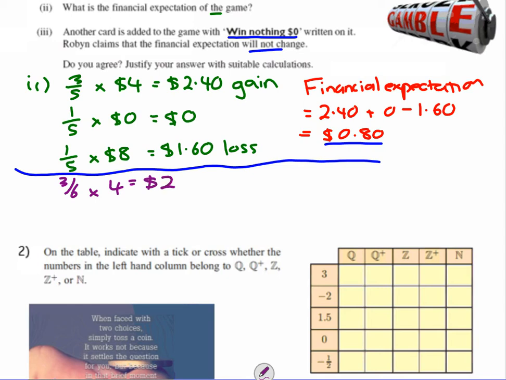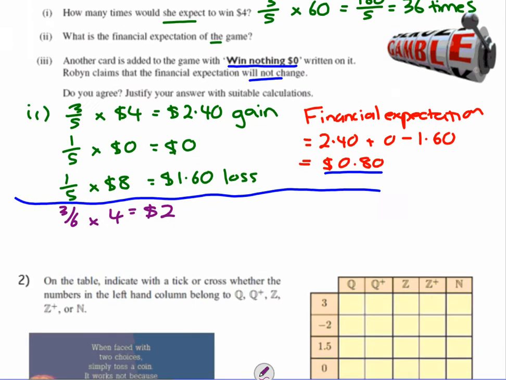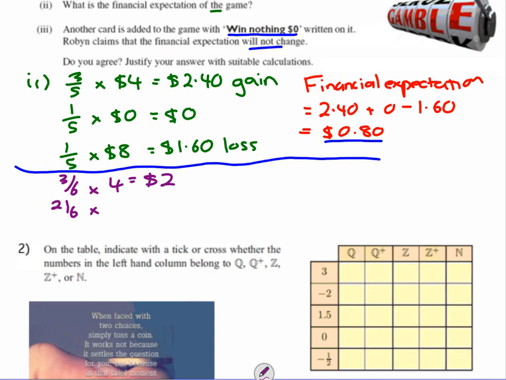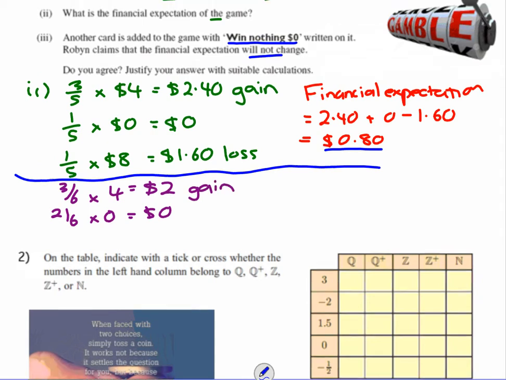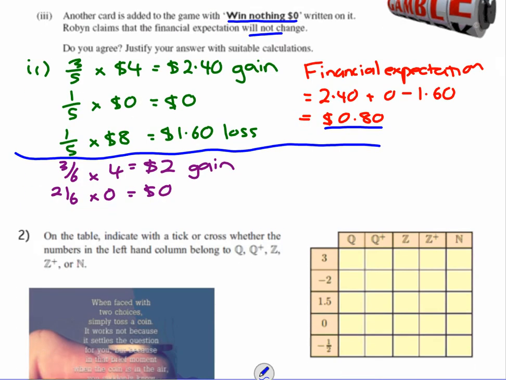Then how many $0 cards do we have? This time we have 2 out of 6. So 2/6 times 0, because that's win nothing, of course will give you $0. And this, by the way, was a gain, so we probably want to write in gain. And how many lose $8 cards do we have? We've just got 1 lose card, and it's out of 6 this time. So 1/6 times $8. This is going to be a loss this time of $1.33.